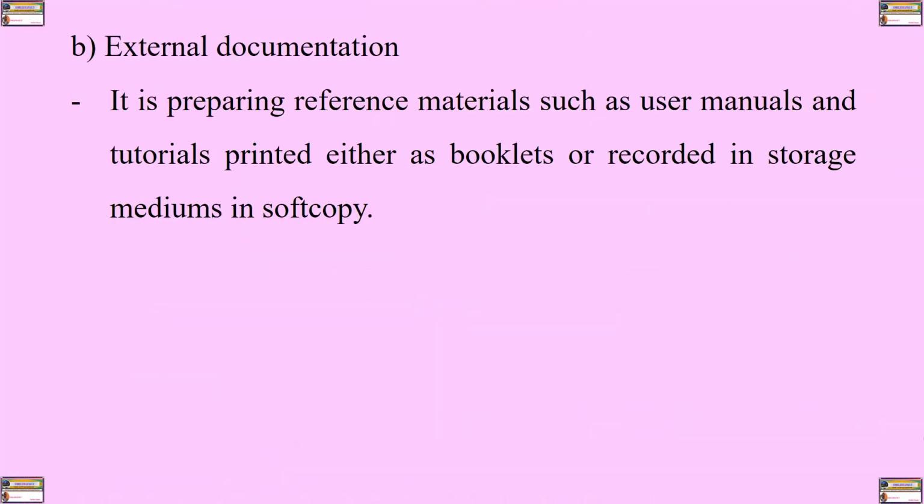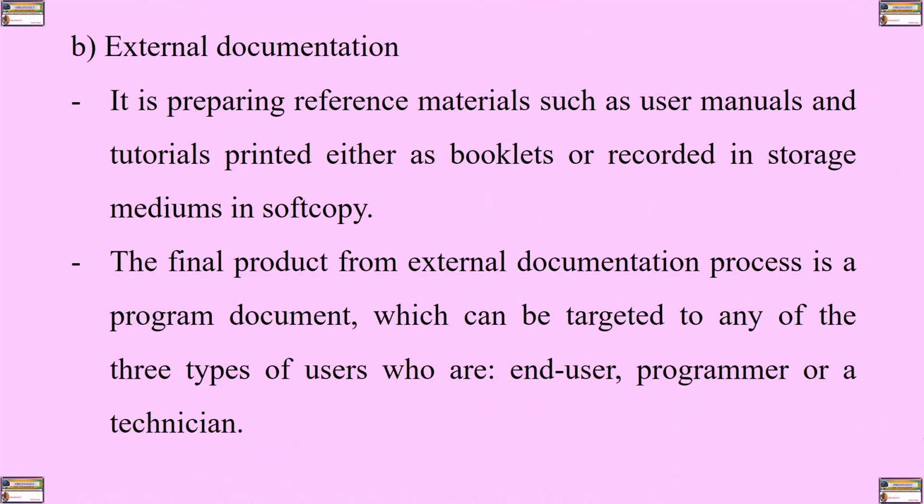When it comes to external documentation, this is purely preparing reference materials such as user manuals and tutorials, printed either as booklets or recorded in a storage medium in soft copy. The final product from the external documentation process is a program document which can be targeted to any of the three types of users, who are the end users, the programmer, or the technician.